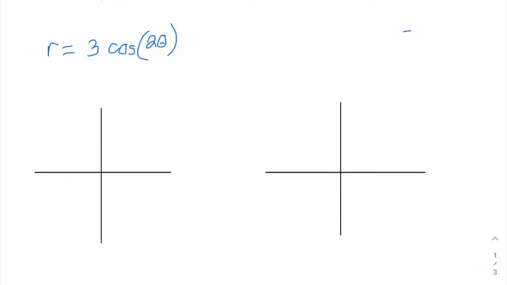Okay, so let's see how this changes things. Well, first of all, we know that the number of petals is always for even values of n. The number of petals is going to be equal to 2n, 2 times that value of n. So there would be 4 petals here. And if we start in the positive direction, so here we're going to have, if I put our circles in place to make it a little bit easier for us to follow this as a guide.